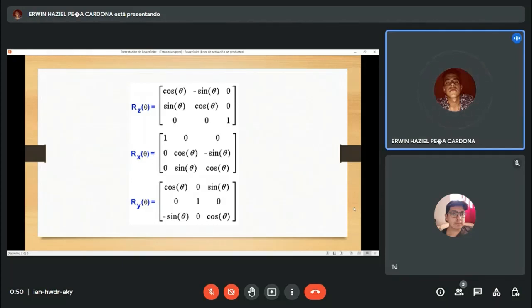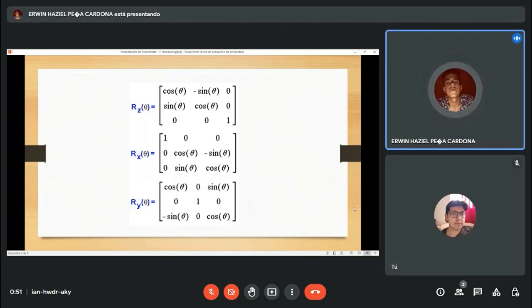Well, first of all, what is a matrix? A matrix is a square or rectangular table of coded elements arranged in rows and columns, where a row is each of the horizontal lines in the matrix and a column is each of the vertical lines.